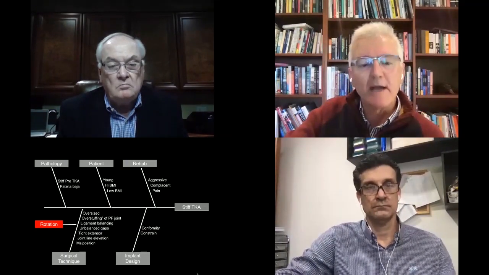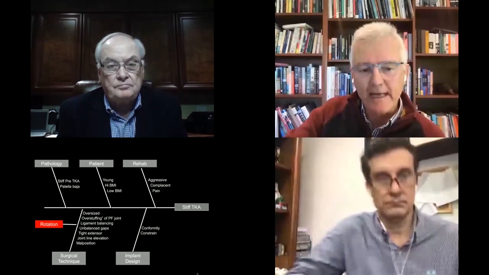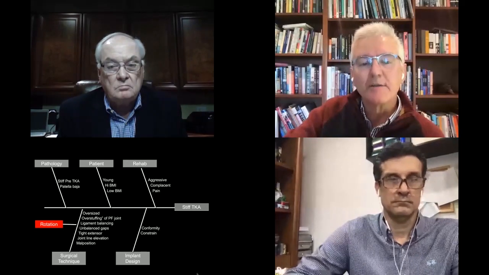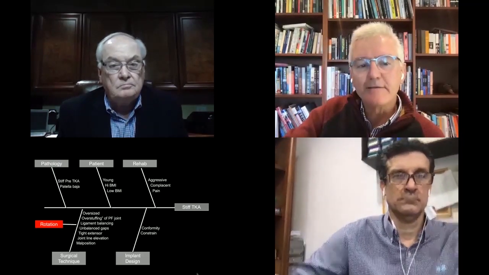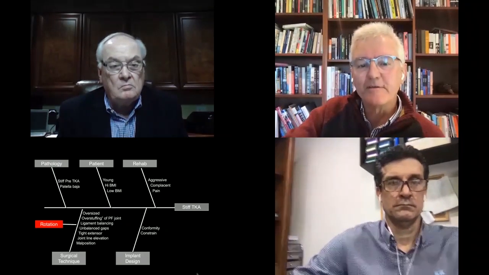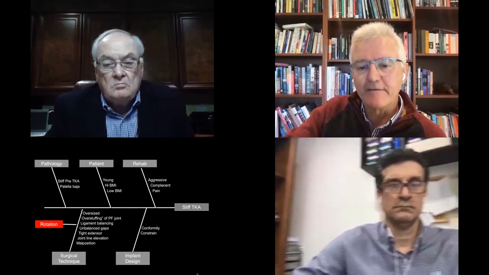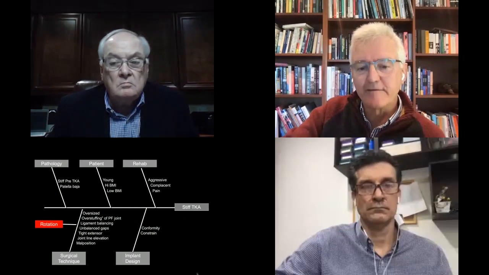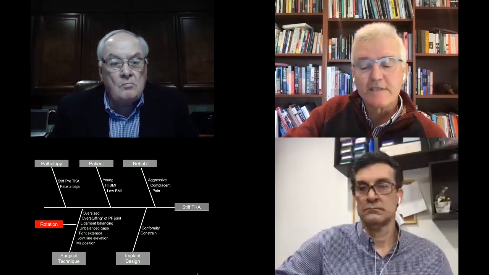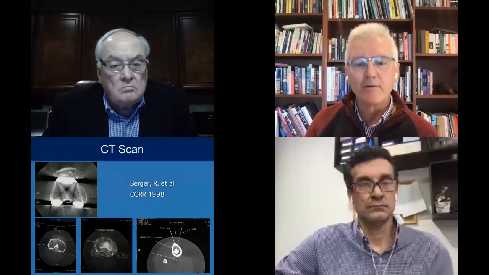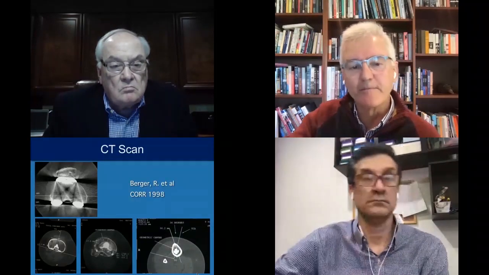This fish diagram, which we contributed to by adding malrotation to the picture, just shows from the collected literature how many different factors previous investigators have identified as contributing to the stiff knee. In 10 minutes of discussion, we're certainly not going to cover this huge topic in its entirety. Let me spend a few moments talking about malrotation, the use of CT scanning, and our study from 2011 when I was still at University of Southern California.